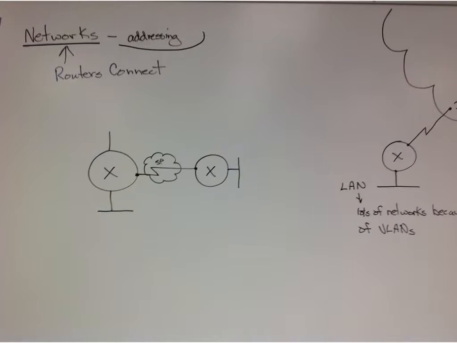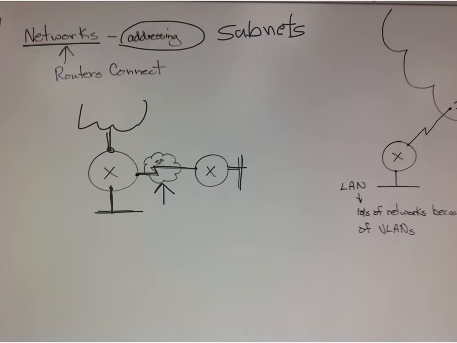Networks. When we talk about networks, we talk about addressing, and sometimes we refer to the word subnets. We're talking about the idea that a router, these all have to be different networks. The ports on a router are all on different networks. Maybe this goes to the internet, and this goes to some other location. We have a service provider in between. So this would be a network.